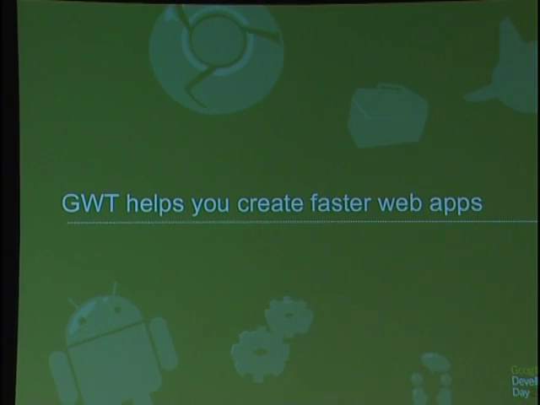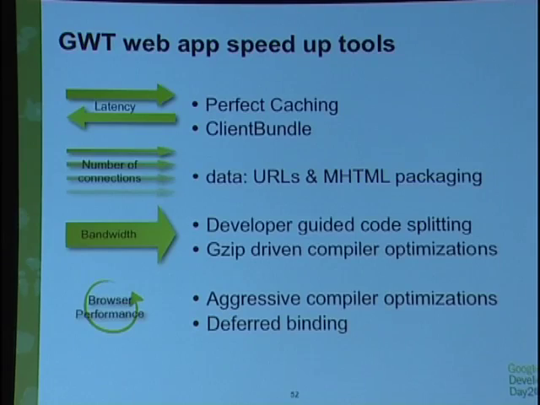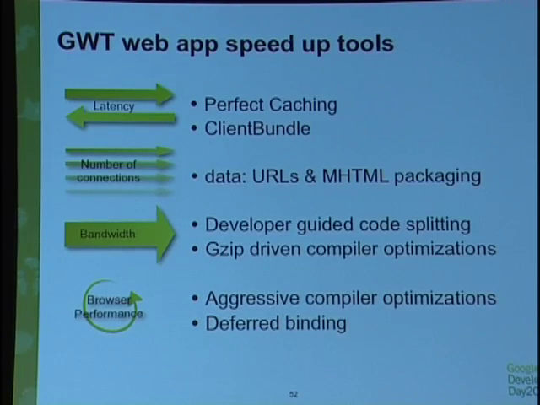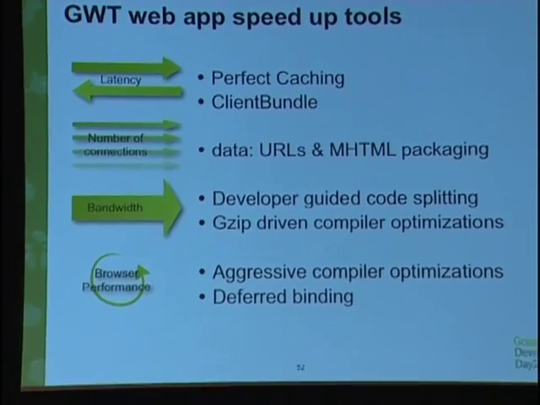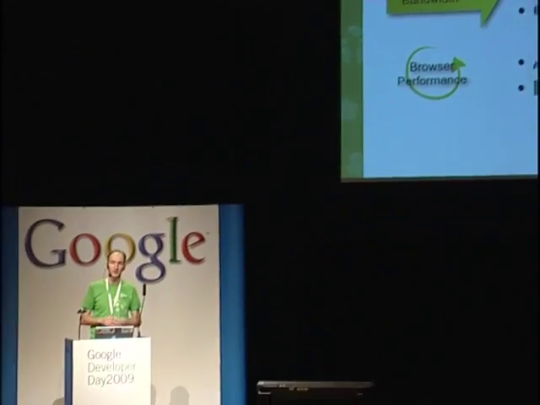Now, GWT tries to help you in many ways to create faster applications. To deal with the latency issue, we have a feature that we call perfect caching, where we try to cache the resources in your application forever. And then we have client bundle, which can take multiple images and put them together in one film strip. Or it can take multiple CSS files and merge them together. It can take a CSS file and take all the comments out and all the white space and shrink it up together and make it more efficient.